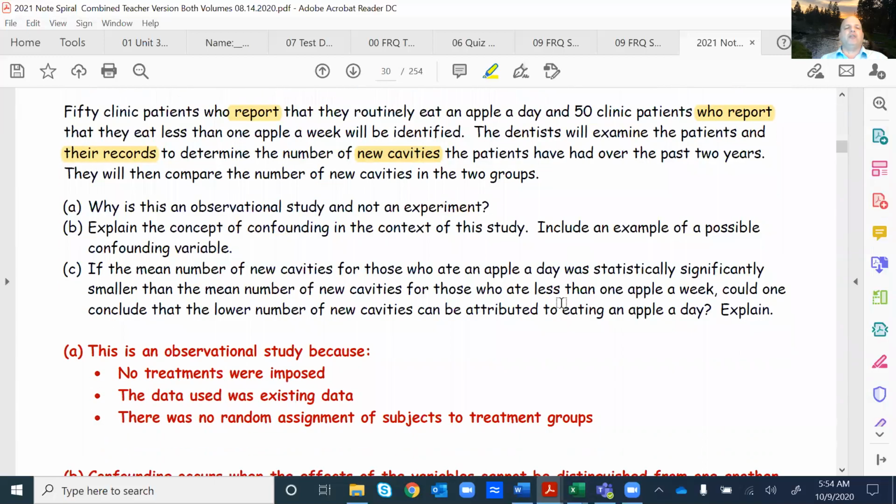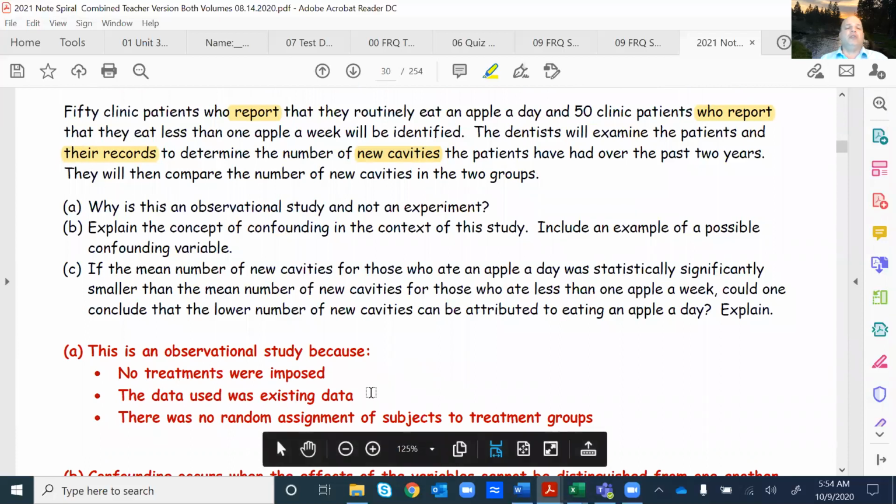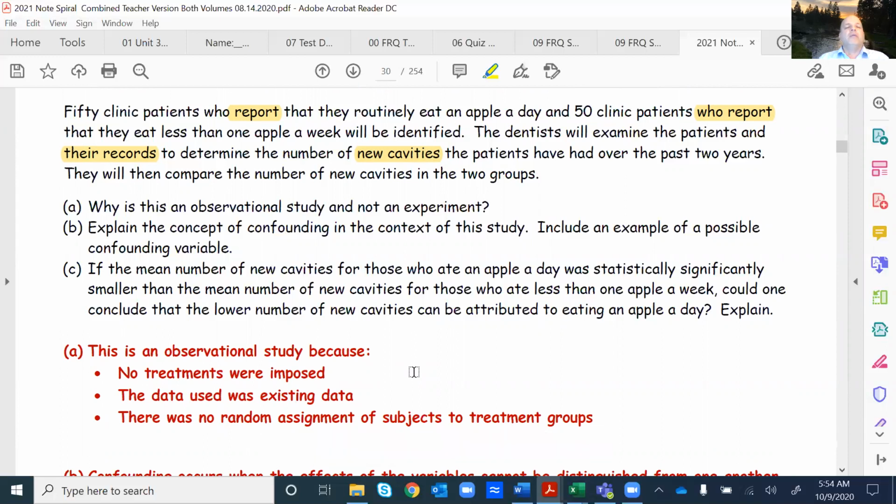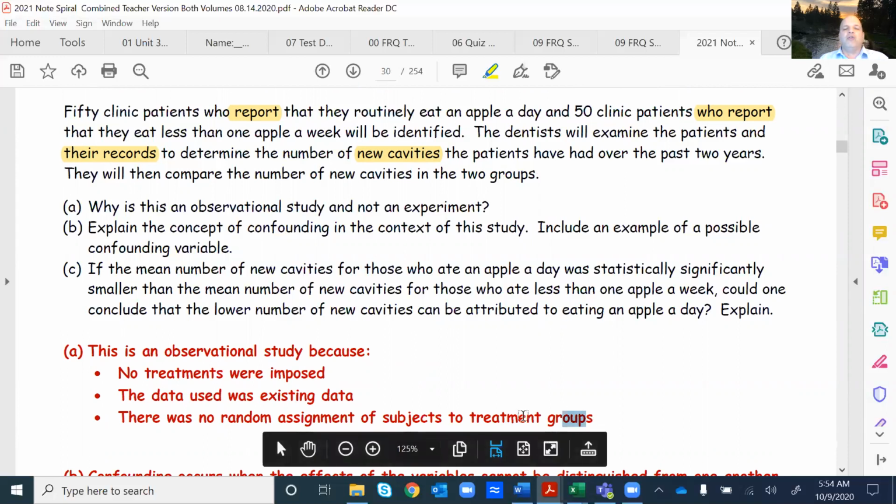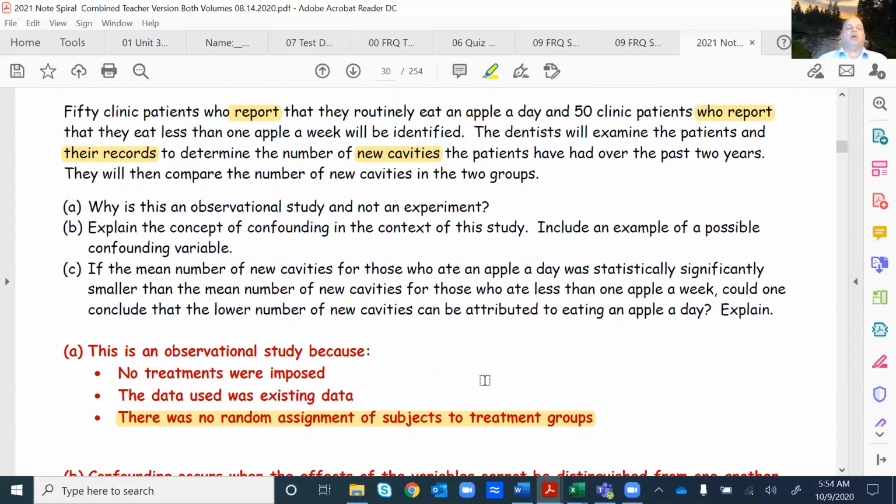Why is this an observational study? Well, they used existing data. They said they used the records. That's one reason. The biggest thing, no random assignment of subjects to the treatment groups. The people were not randomly assigned to eat an apple a day, and they were not randomly assigned to eat less than one apple a week. So because they were not assigned to the treatment groups, no treatments were imposed, this is an observational study. It's not an experiment.